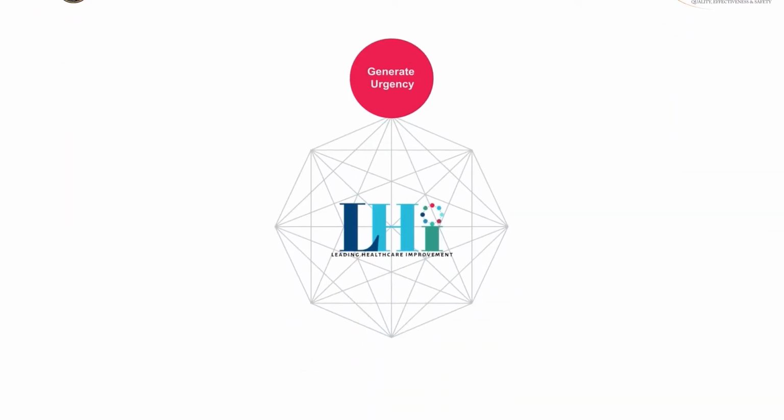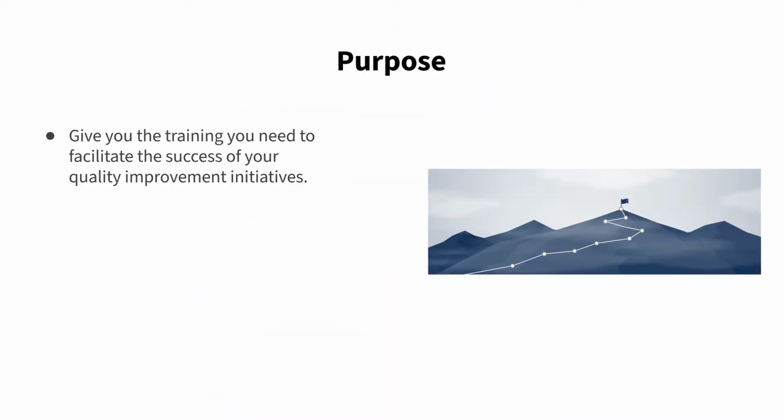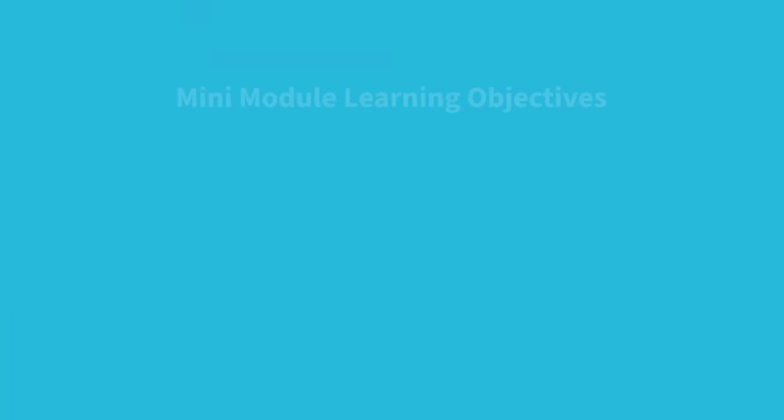Generate Urgency represents the first module of the Leading Healthcare Improvement Curriculum, or LHI. The purpose of the LHI course is to give you the training you need to facilitate the success of your quality improvement initiatives. This mini module will provide you with an introduction of how to engage stakeholders to maximize the likelihood that they will view your project as important, relevant, and timely.